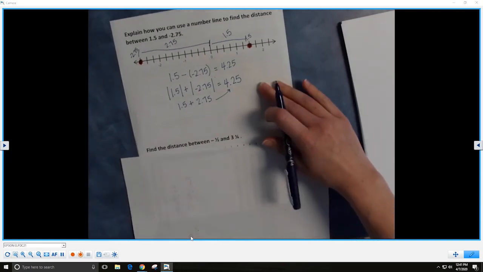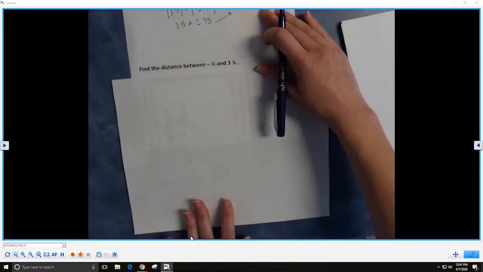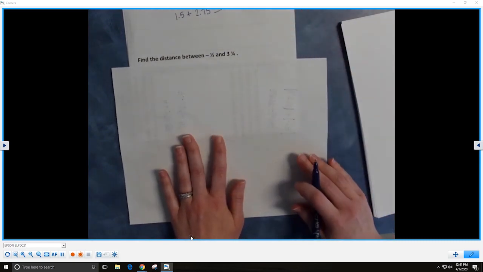Now what I'd like you to do is find the distance between negative 1/2 and 3 1/4. What strategy did you use? Did you use a number line? Here's a number line. We could count the distance. Remember that we're using fourths here. So we could count this distance of how many fourths.